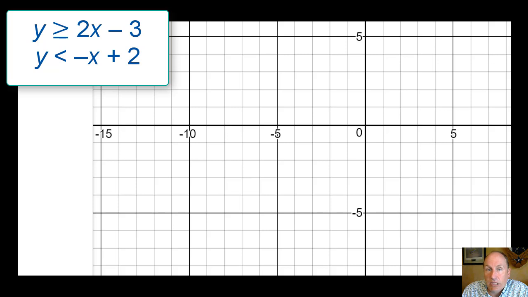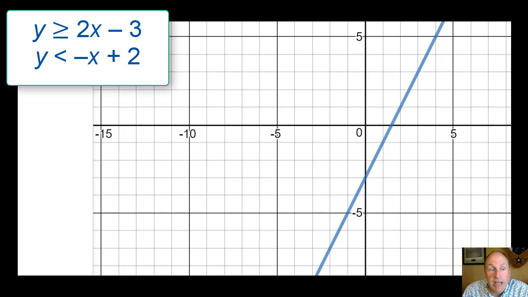We're going to plot that boundary line, y equals 2x minus 3, and it's going to be a solid line. That looks something like this. We've got a y-intercept at negative 3, we have a slope of 2, up 2 over 1, up 2 over 1. That's this solid line.